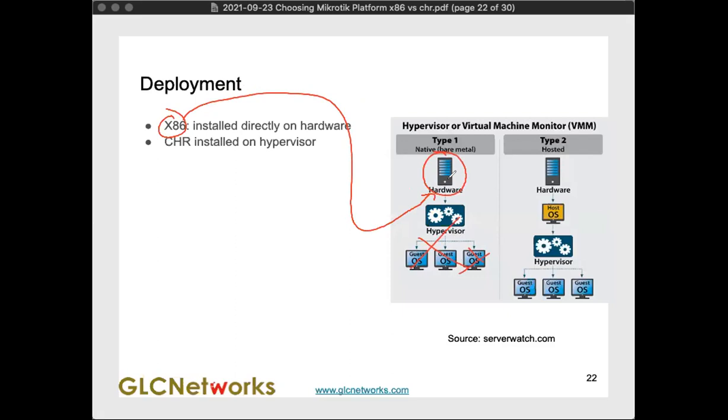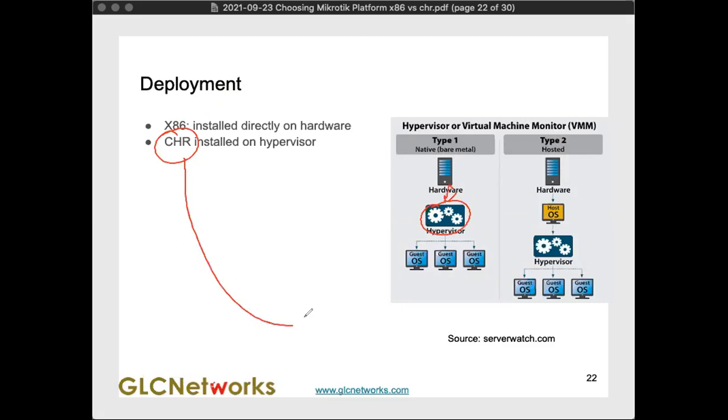But for CHR, you have to install the hypervisor first, like for example this one. And then in the hypervisor, you install the CHR. So CHR is like one guest OS on that system. So that's the difference in deployment.